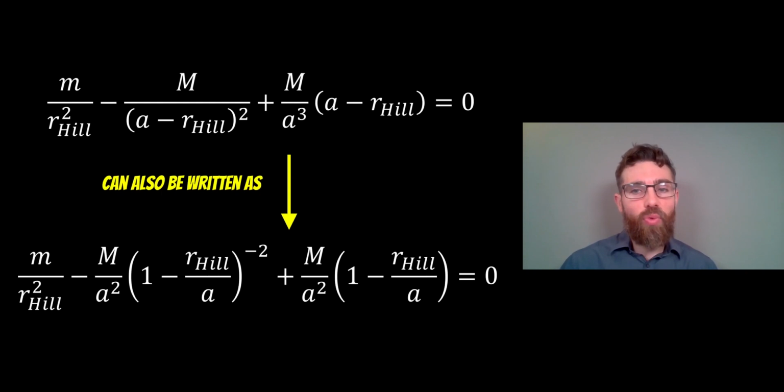But we can also rewrite it in this form here. So what we've done there is on the first bracket we brought out a 1 over a squared, which is the semi-major axis, and then on the second bracket we basically just brought out an a. So it's reduced that a cubed to a squared. So it's just a bit more convenient to write like that.